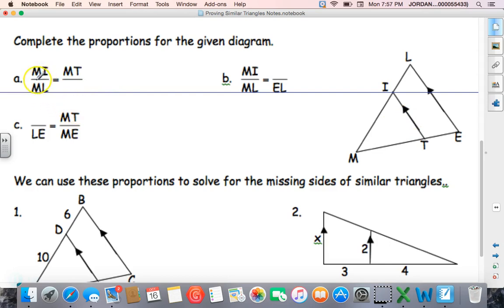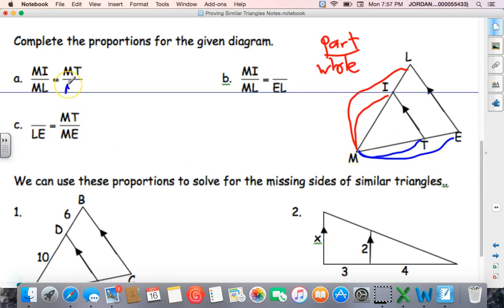So MI is over ML. So MI, we can see right here, corresponds to ML. A lot of times you can think of this as the part of the side over the whole side. That's many times the easiest way to think about this. The part of the side over the whole side. So MI is this part over the whole ML. So if we look at MT, MT is this part over the whole, which is ME.